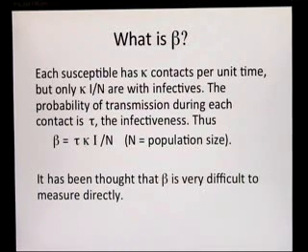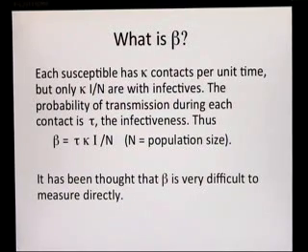The model assumes that each susceptible individual has kappa contacts per unit time with other individuals. Now, we only care about the spread of the disease, so if a susceptible has a contact with a susceptible, it doesn't matter for the spread of the disease. So we just care about the proportion of those contacts with infected individuals.